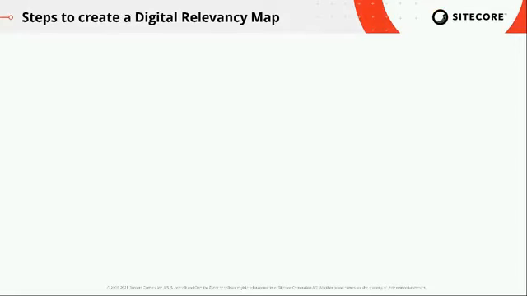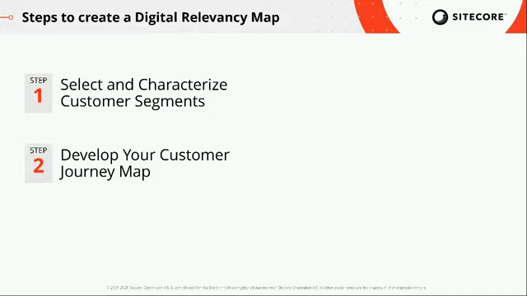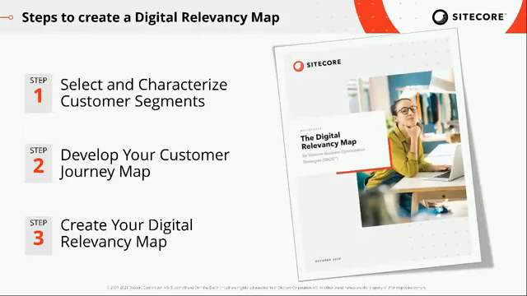So there are 3 key stages to creating a digital relevancy map. Step 1 is identifying and defining your key customer segments. Step 2 is developing a customer journey map for these segments. And step 3 is putting them together to create the DRM. Now, we're going to look at each of these steps and explore how Sitecore Experience Platform empowers you to bring the DRM to life. But of course, we only have so much time and there's a lot to do. So please do look out for the Digital Relevancy Map white paper, which will be sent to you after the webinar.